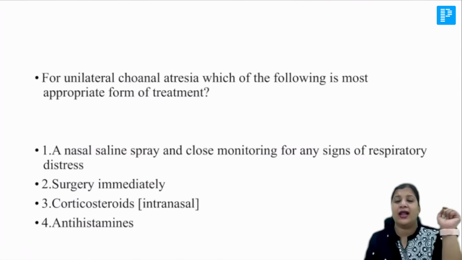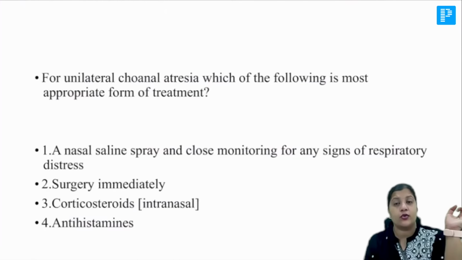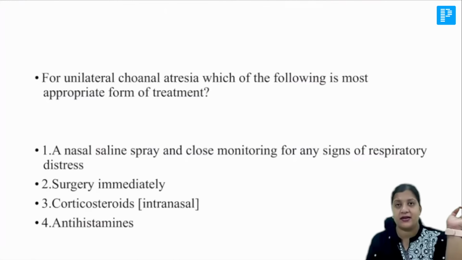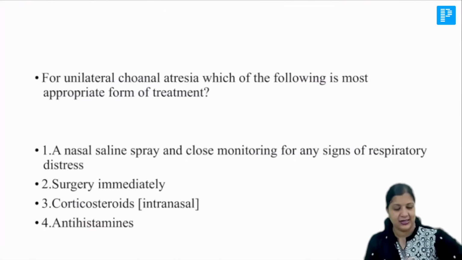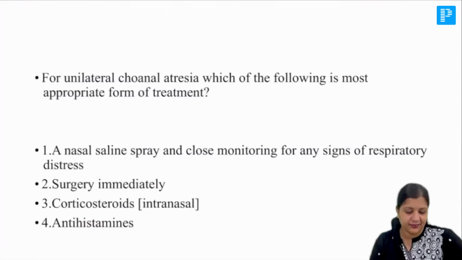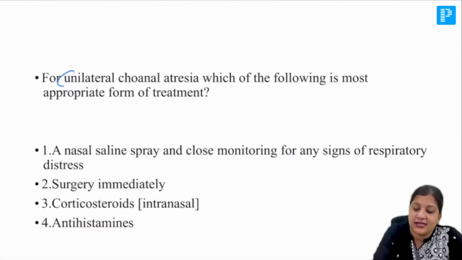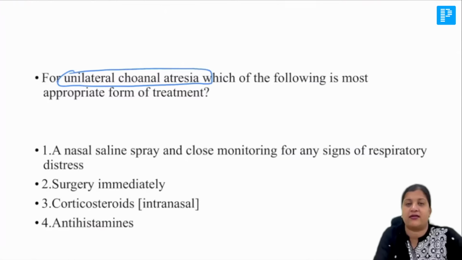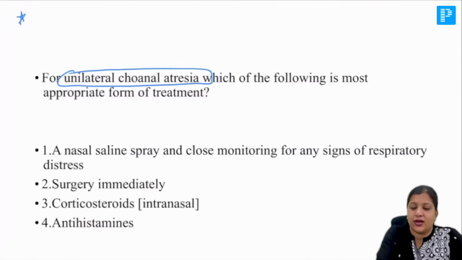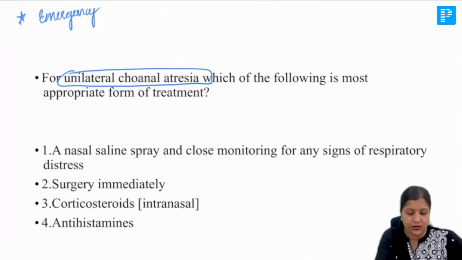Yes. Now, for unilateral choanal atresia, which of the following is the most appropriate form of treatment? A saline nasal spray and close monitoring for any signs of respiratory distress, surgery immediately, corticosteroids, or antihistamines? Yes, I'm waiting for your answer. Which is the most appropriate treatment? See, they're asking you for unilateral choanal atresia. So if I ask you which one will present to you with an emergency, which type of choanal atresia, what will your answer be?